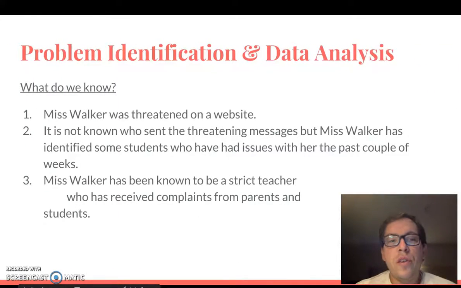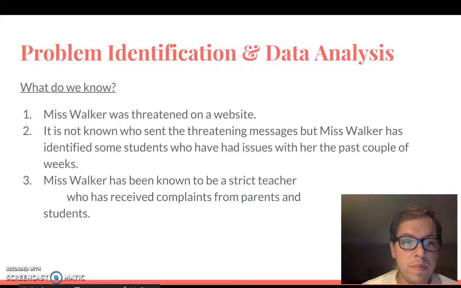So these are the things we know from the case study. One, Miss Walker was threatened on a website. Two, it's not known who sent the threatening messages, but Miss Walker has identified some students who have had issues with her in the past couple weeks. And finally, Miss Walker has been known to be a strict teacher who has received complaints from parents and students.